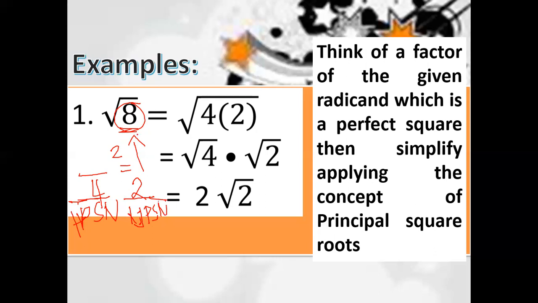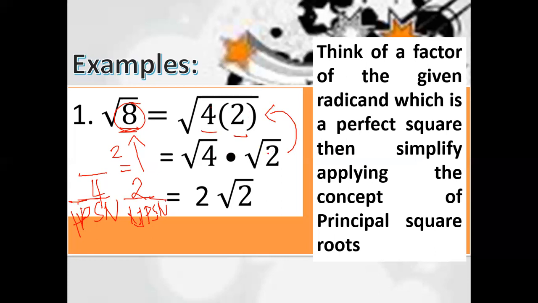So always remember that when you are to solve the square root of non-perfect square numbers, you have to think of a factor of the given radicand, or the number that is inside the radical sign, which is a perfect square, and then you have to simplify it, applying now the concept of principal square roots. So in here, we have 4 and 2. You have to evaluate now square root of 4. When you separate the two factors you got from your radicand, which is 8, it is square root of 4 times square root of 2. We just expanded them. Square root of 4 times square root of 2 is still the same as square root of 4 times 2.